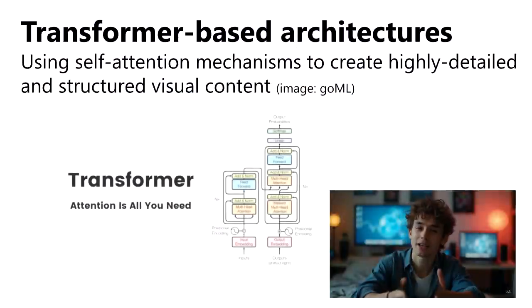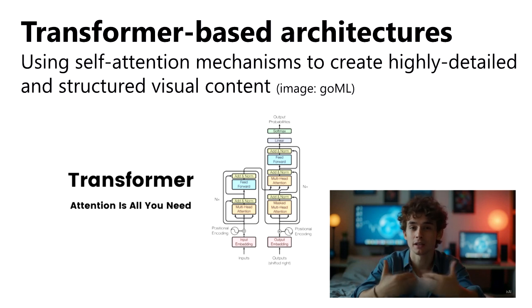Another common approach is transformer-based architectures. These models use self-attention mechanisms to process input sequences and generate coherent outputs. Unlike older architectures, transformers can model long-range dependencies between elements in an image, allowing them to generate highly detailed and structured visual content from textual descriptions.